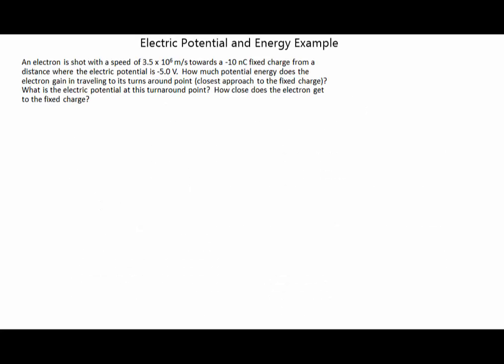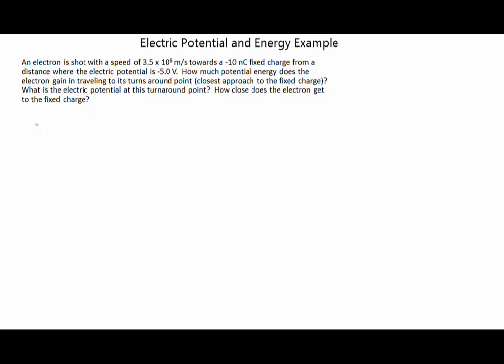So our specific question states that an electron is shot with a speed of 3.5 times 10 to the 6 meters per second, so that's 3.5 million meters per second. Electrons can travel fast because they're light. It is shot towards a negative 10 nanocoulomb fixed charge from a distance where the electric potential is minus 5 volts. How much potential energy does the electron gain in traveling to its turnaround point, which would be the closest approach? What is the electric potential at this turnaround point, and how close does the electron get to the fixed charge?